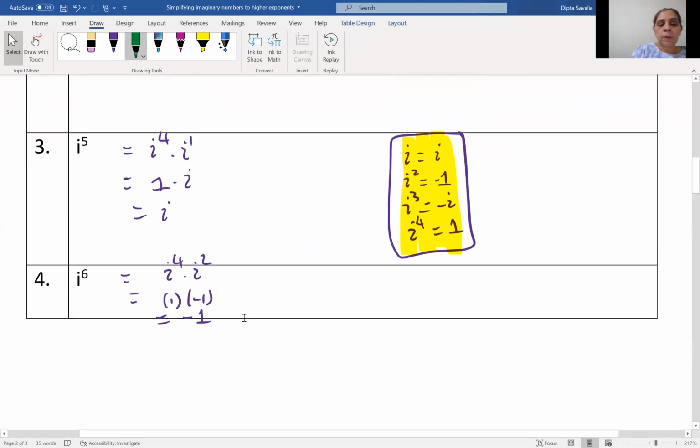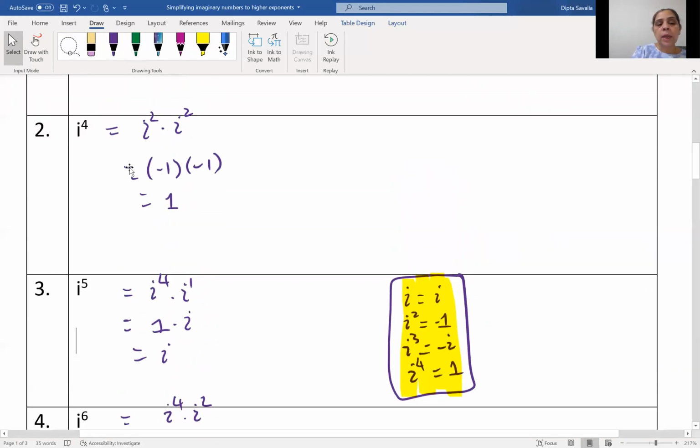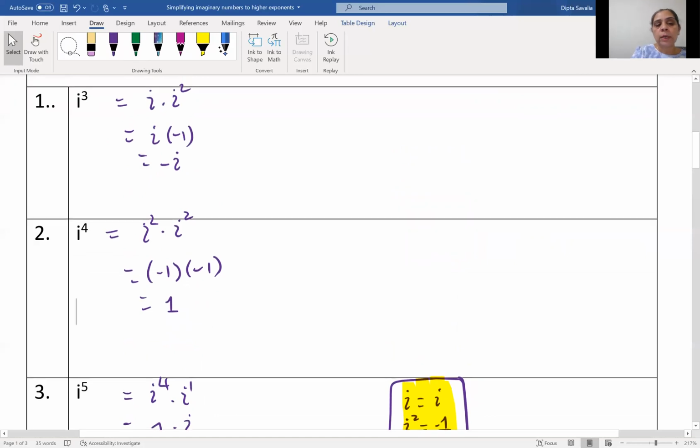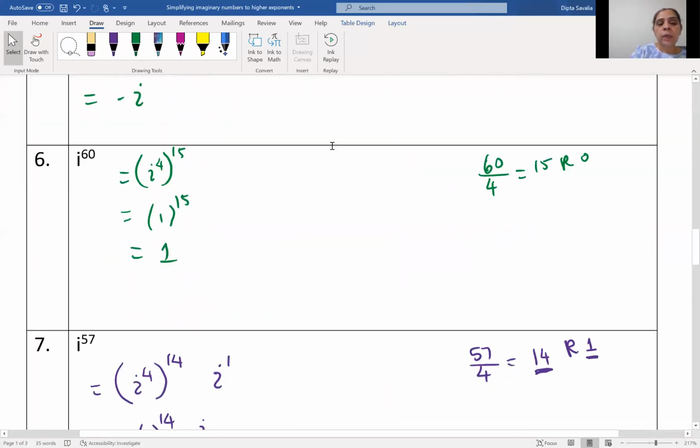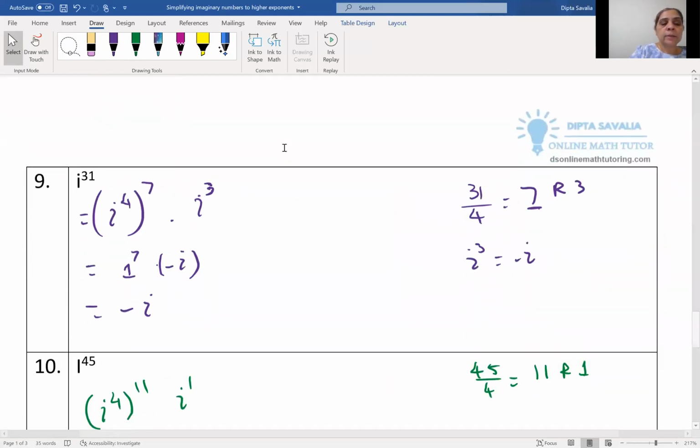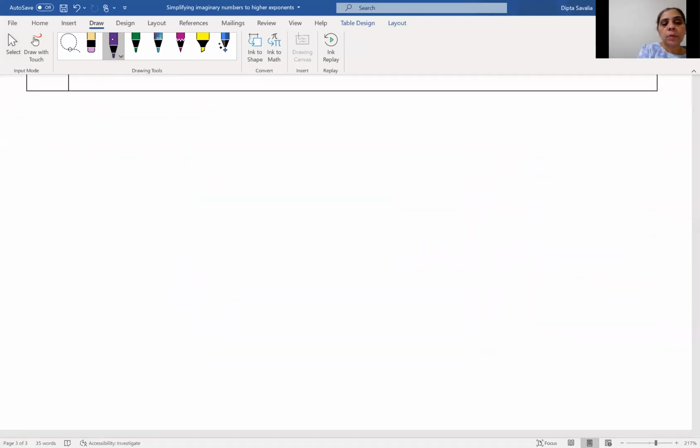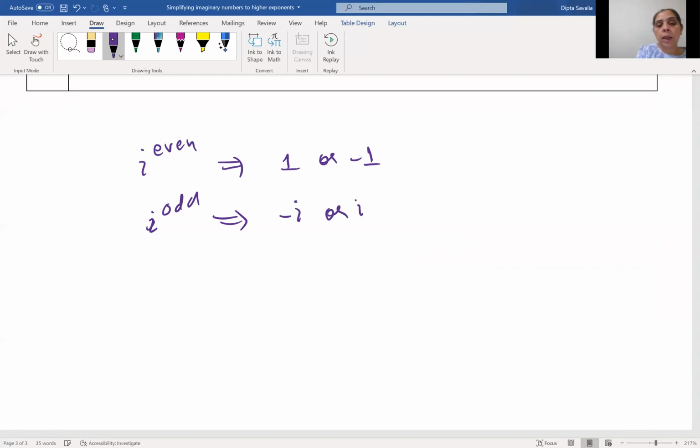All right, even power, the answer is negative 1. Odd power, the answer is i. Even, the answer is 1. Odd, negative 1, i. So what you can remember from here is, if you have i to an even power, the answer will be 1 or negative 1. You need to check which one it will be. An odd power, you will get the answer i or negative i.